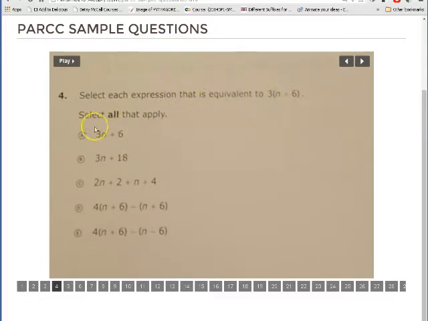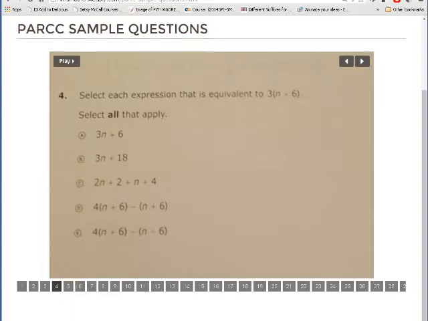First of all, A you can take out right away, because 3 times the quantity of n plus 6, where these are in parentheses, is definitely different than 3 times n plus 6, because this is saying take n plus 6 and multiply it by 3. So 3 would be multiplied by n and by 6, whereas in this case, it's only being multiplied by n and the 6 is left alone.